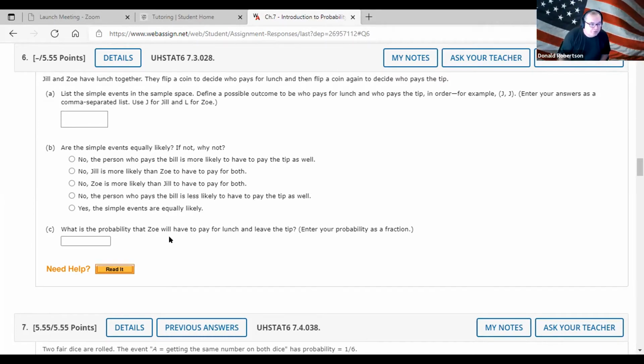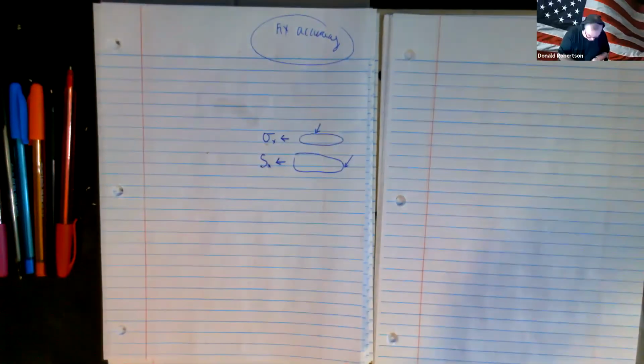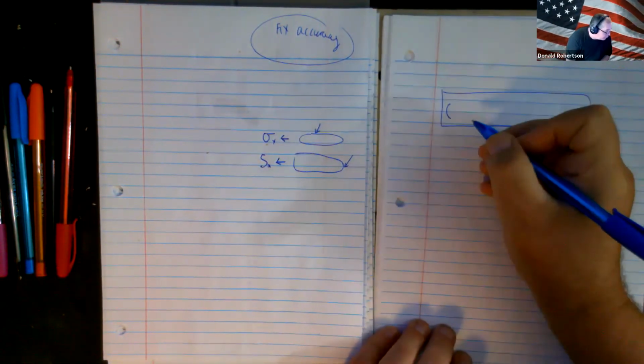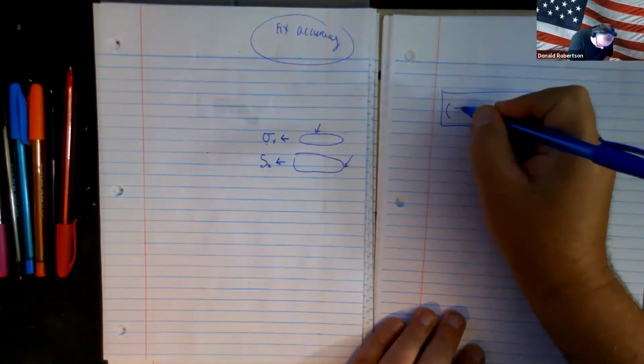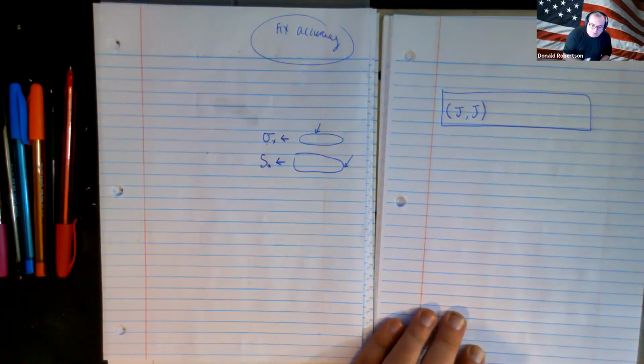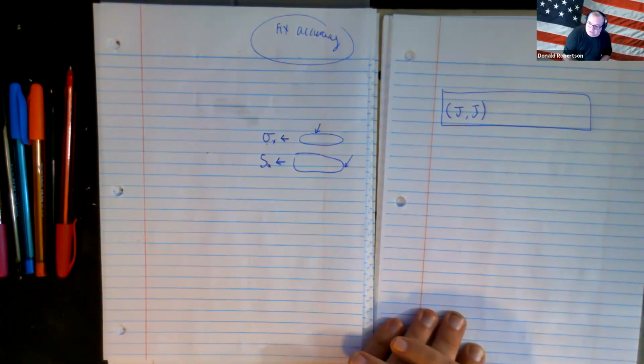And what you're going to do is type in, as a comma separated list, I think I better just show you because it's kind of visual, what that would look like. So in the box where you put your answers, you're going to do a bracket, and something like this: Jill, comma, Jill. That would represent Jill pays for the dinner and Jill pays for the tip.